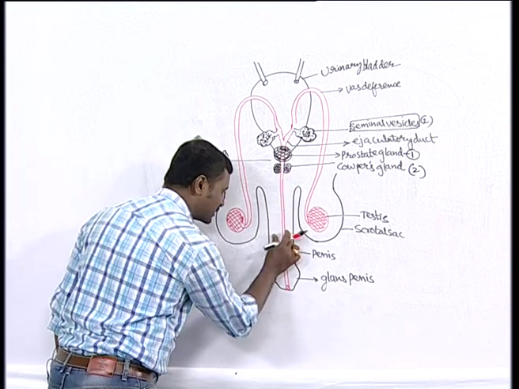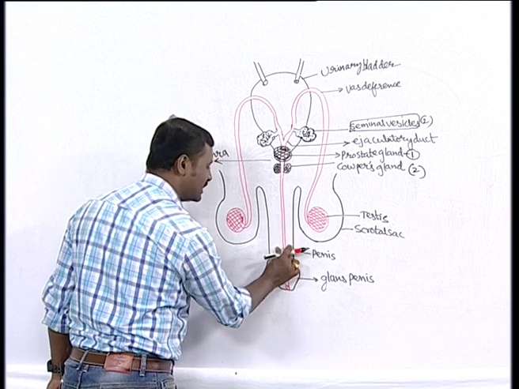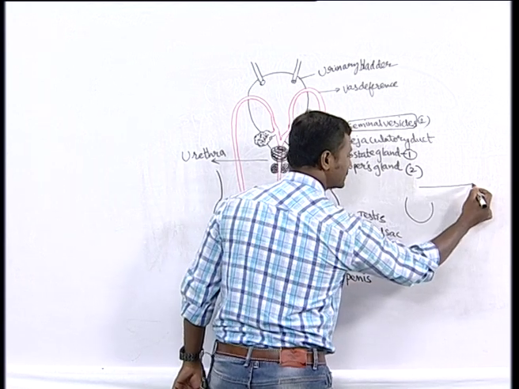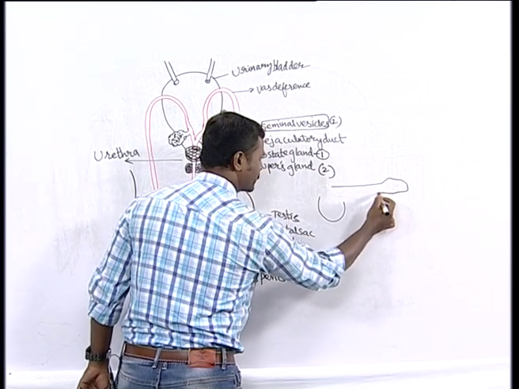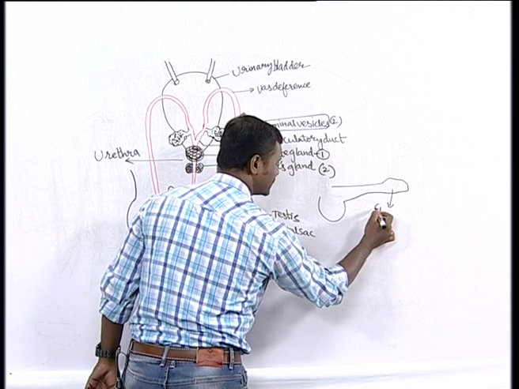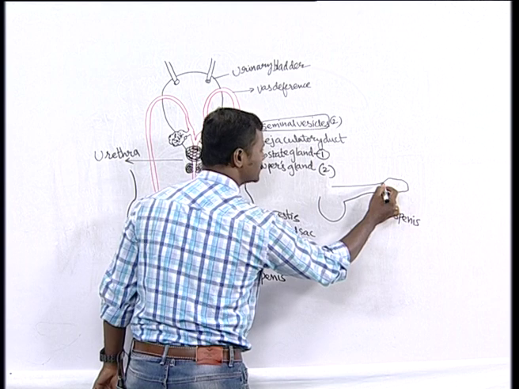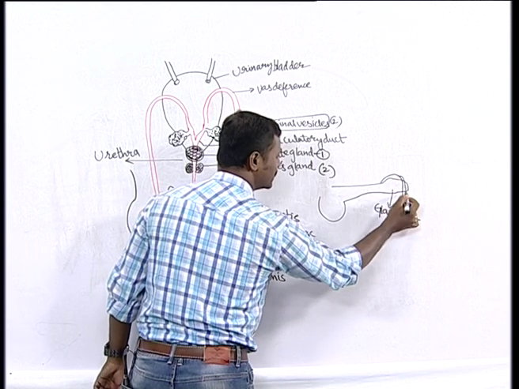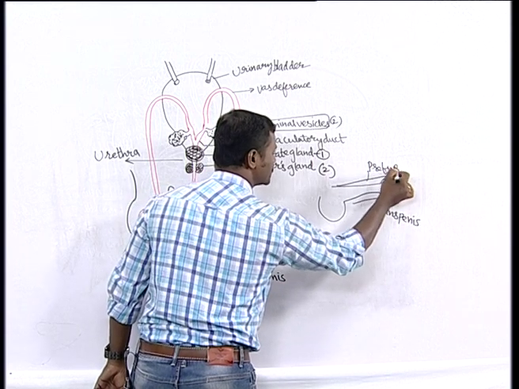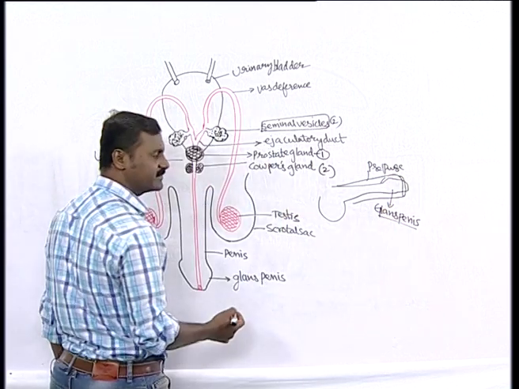Coming to the last part, here you see the hanging, cylindrical rod-like structure, the male external genitalia, which is called the penis. The tip is called the glans penis. The glans penis is covered by a loose sheath called the prepuce. So the prepuce is a loose layer and the glans penis is the tip of the penis.